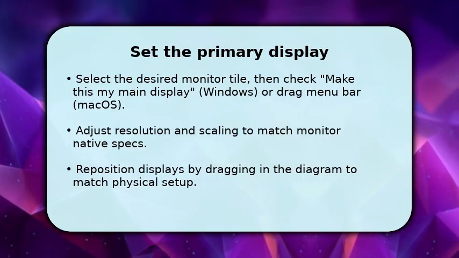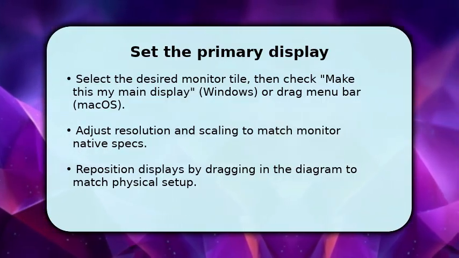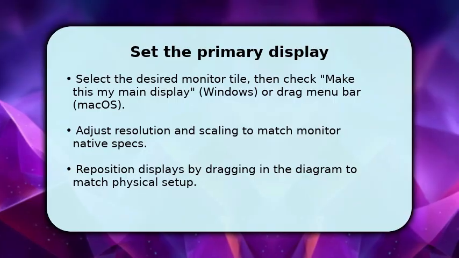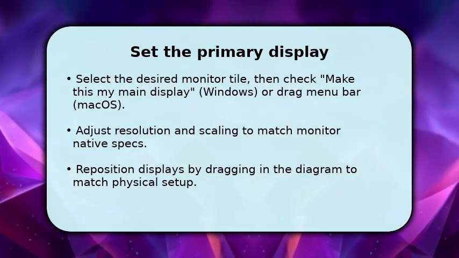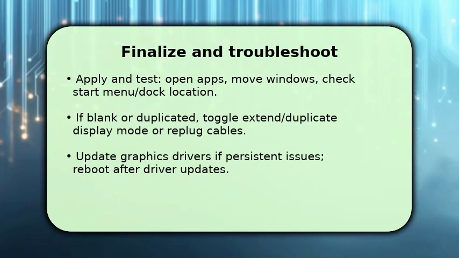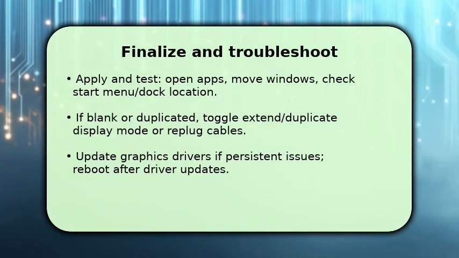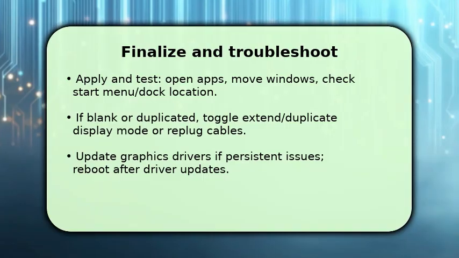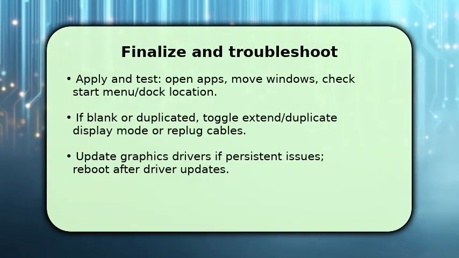Next, reposition displays in the schematic so cursor movement maps to your desk. This step prevents cursor confusion when you move between screens. Finalize by applying settings and testing. Open Apps and Move Windows to confirm the primary display holds the taskbar or menu bar.